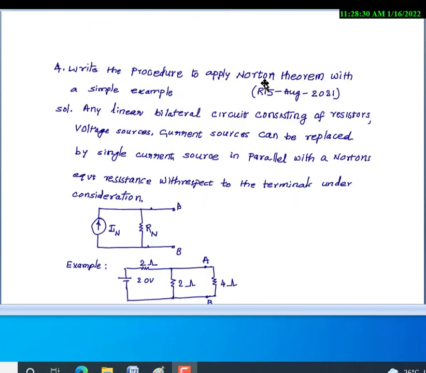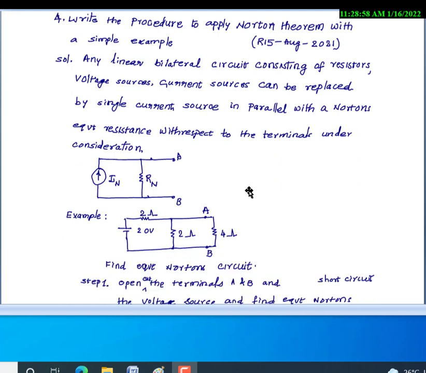Now let me consider the numerical problems on Norton's theorem. Before I discuss them, let me give the definition of Norton's theorem. Any linear bilateral circuit consisting of resistors, voltage sources, and current sources can be replaced by a single current source in parallel with a Norton's equivalent resistance with respect to the terminals under consideration.